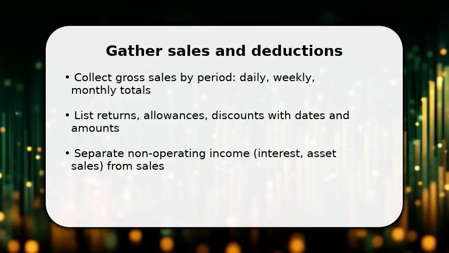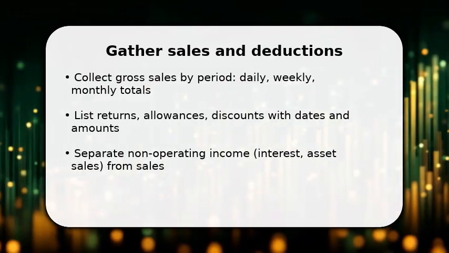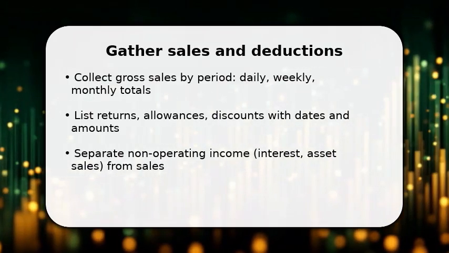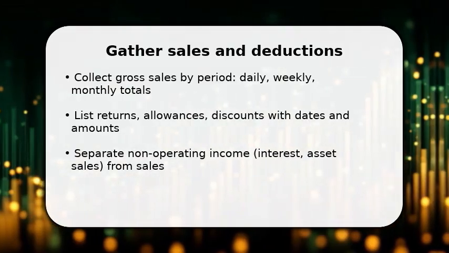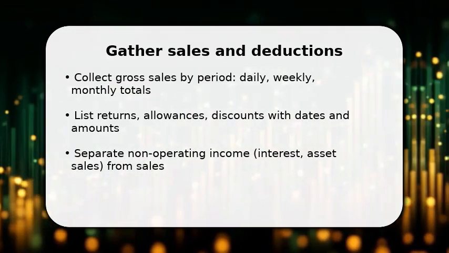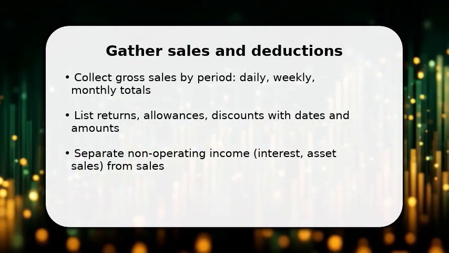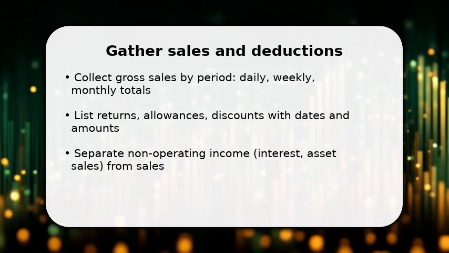You start by pulling the numbers you need now: gross sales, returns, allowances, and discounts. Record gross sales by the exact period you're reporting so comparisons stay accurate. Make sure to separate non-operating income because it does not affect net sales.